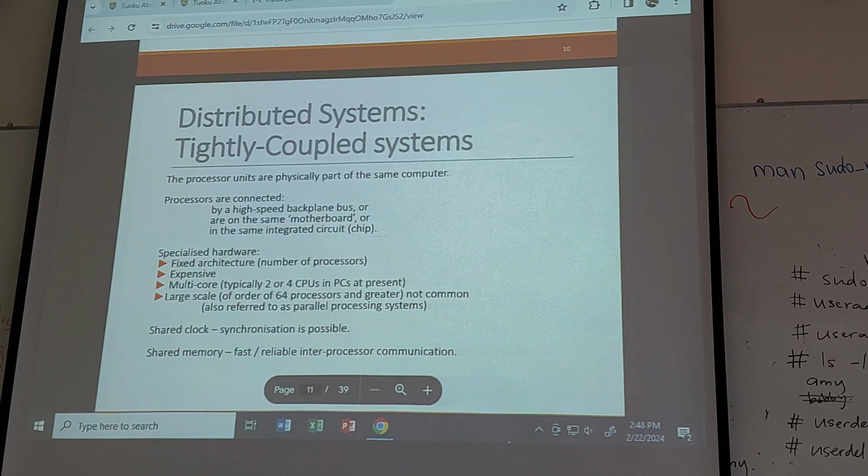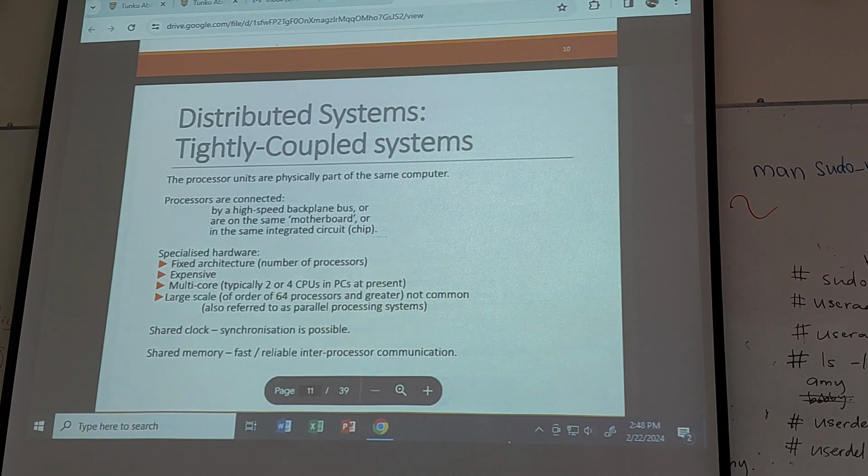Another thing is this tightly coupled system normally has shared memory, fast shared memory. So even though you've got 16 cores or 64 cores, your memory can be terabytes or petabytes. Okay, tera is 10 to the power of 12. Okay, then peta means 10 to the power of 15. Okay, so it's quite a lot.